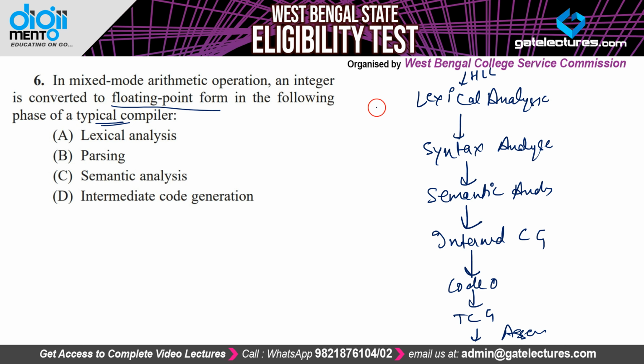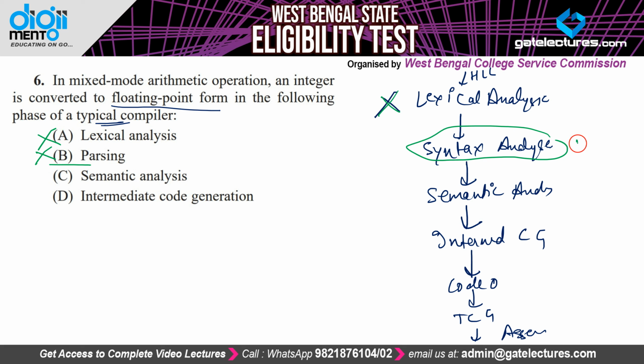So an integer cannot be converted to floating point form in the lexical analysis, because the lexical analyzer is not doing any kind of conversions. The lexical analyzer is just to give us a stream of tokens, remove extra white spaces, remove comments, but it is not converting an integer to a floating point form. So this one, option number A, is actually wrong. Option number B, parsing, is also wrong, because parsing is just checking whether the program is correct or not.